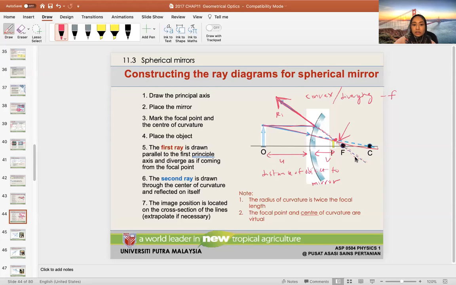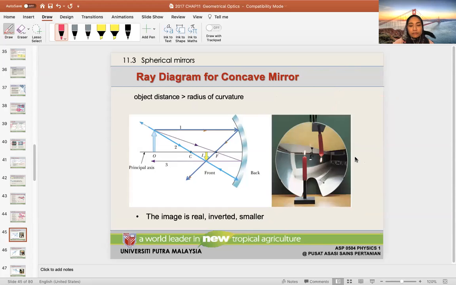Okay. Next one. Okay, so ray diagram for concave mirror. If your object distance is greater than the radius of curvature, the image is real, inverted, and smaller. Okay, so the way that you don't have to memorize this is if you can draw the ray diagram correctly, you don't have to memorize it. But if you want to memorize it because you like it, you can do that as well. Here, the first ray, straight line, hits the boundary. Where should I go? I want to converge because this is a concave mirror. So I will converge into my focal point. Okay, that's my first ray.